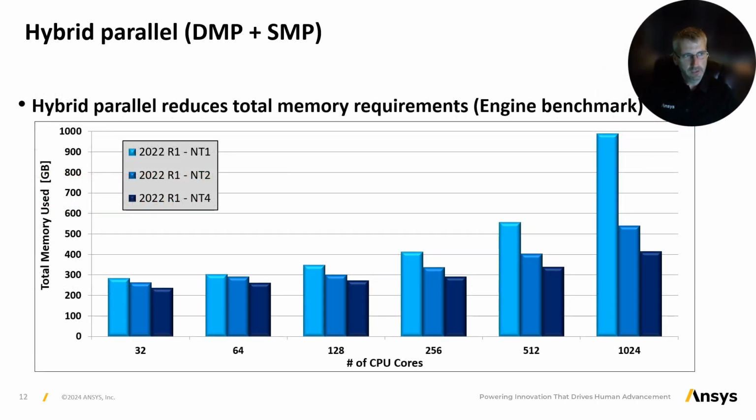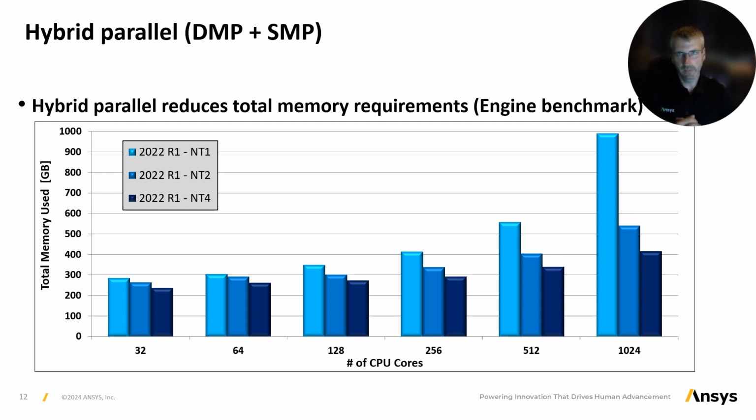Okay, so this slide shows the memory required to run an engine benchmark model using different numbers of CPU cores, along with activating hybrid parallel using different numbers of threads per process. So here what we can see in the lightest blue color is the distributed memory parallel memory required. As the core count increases, the memory requirement increases significantly.